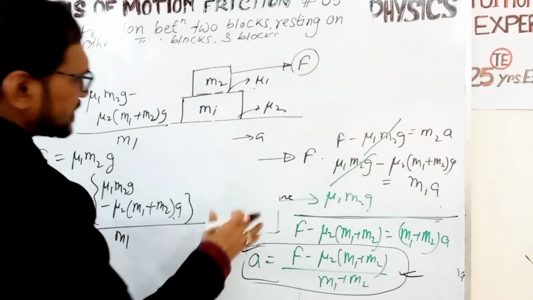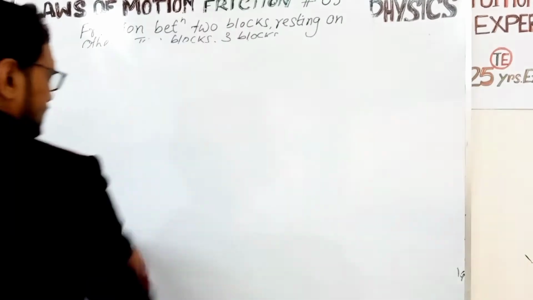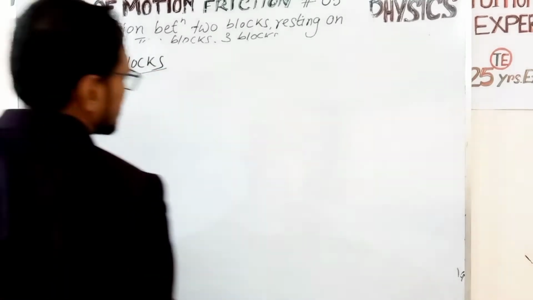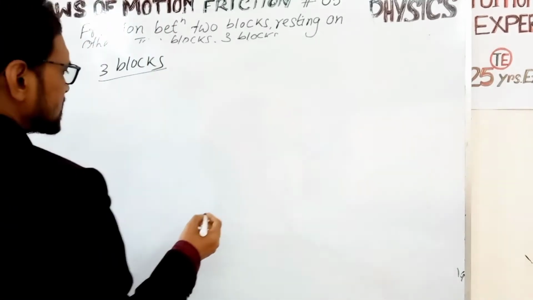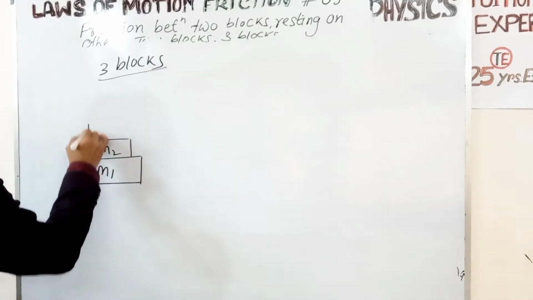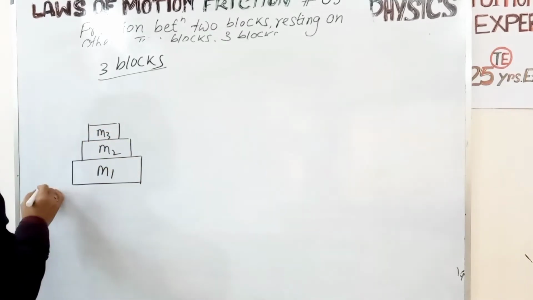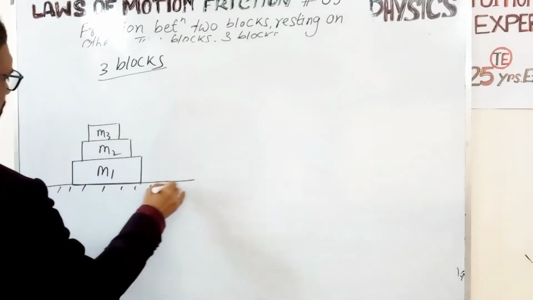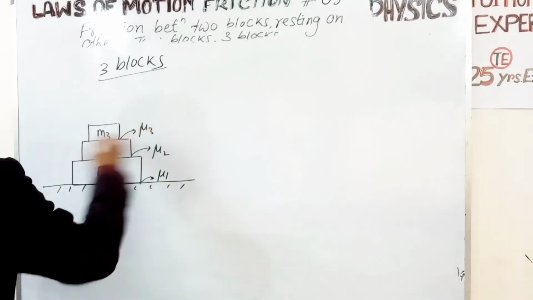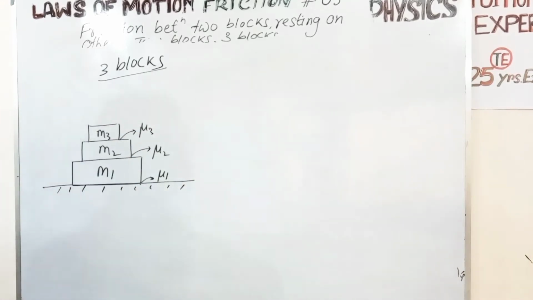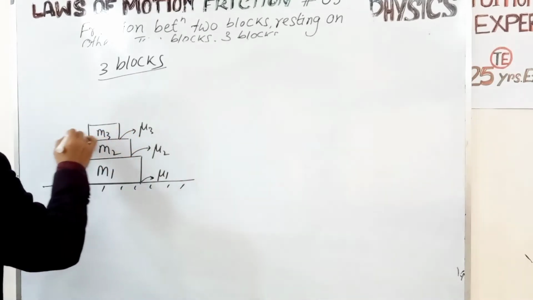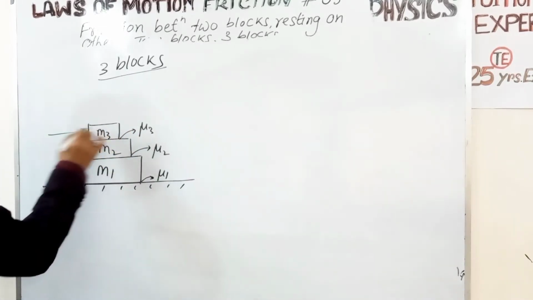Now just write the equation of motion separately. Now consider the three blocks resting one upon another, a 3 block system. Suppose this is M1, this is M2, M3, and this is the ground. Here the coefficients of friction are mu1, mu2, and this is mu3. The coefficients of friction are given. First I apply the force in this direction. The force is applied on M3.